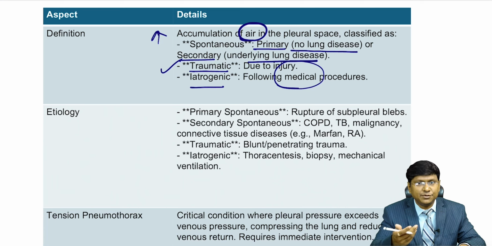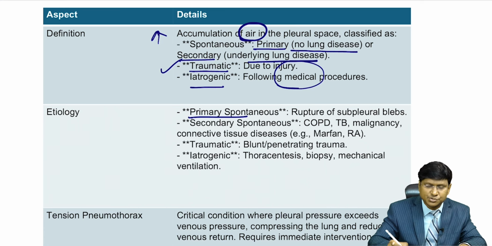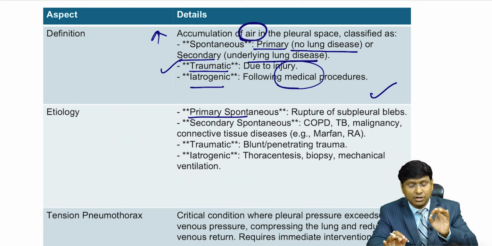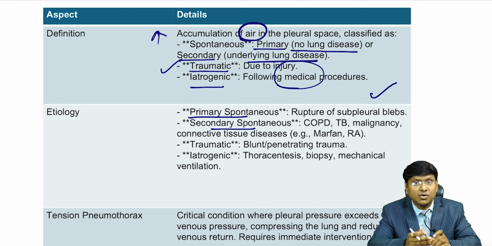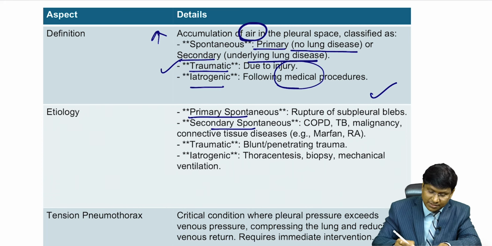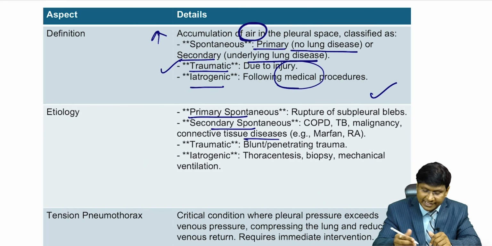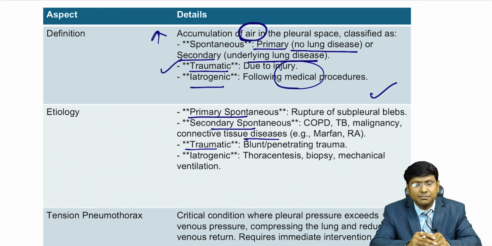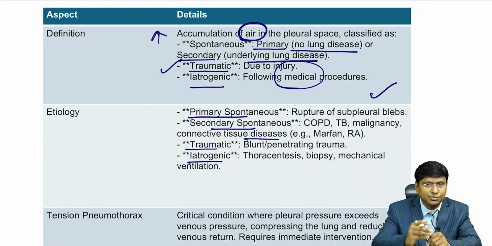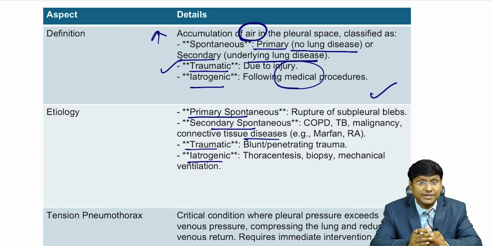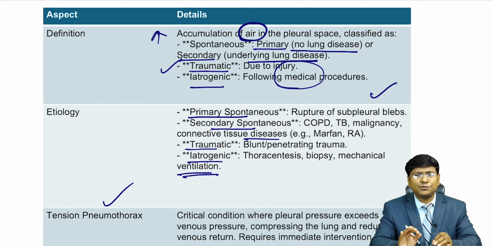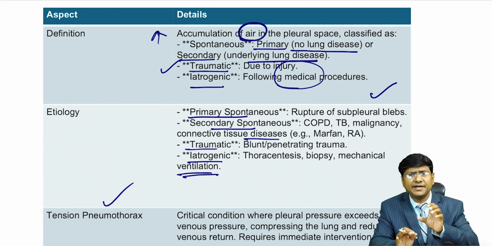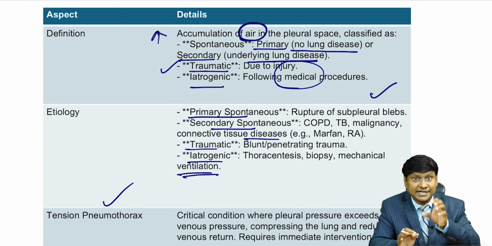And if you take the etiology of the pneumothorax, primary spontaneous pneumothorax is due to rupture of subpleural blebs. Secondary spontaneous pneumothorax is due to either COPD or tuberculosis or bronchogenic carcinoma, or even connective tissue disorders like Marfan's or rheumatoid arthritis. Traumatic pneumothorax, as I have said, is blunt or penetrating trauma to the chest. And iatrogenic pneumothorax is either during placement of central venous catheter or during thoracocentesis or the patient on mechanical ventilator. Tension pneumothorax is considered a very critical condition, and this is considered a respiratory emergency.